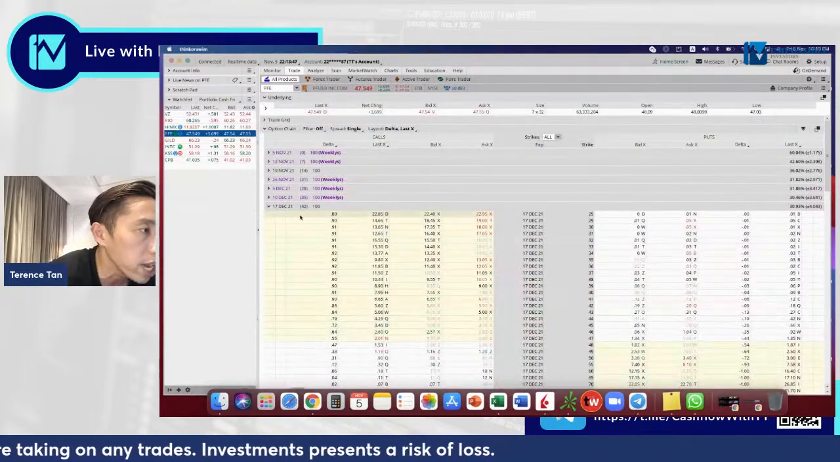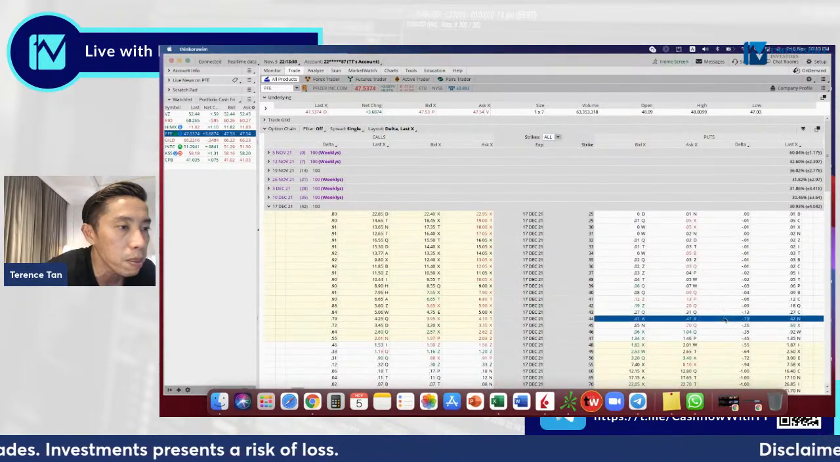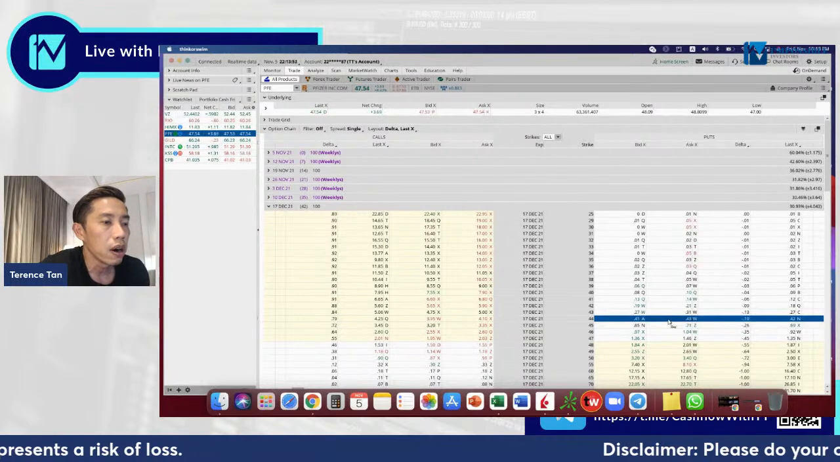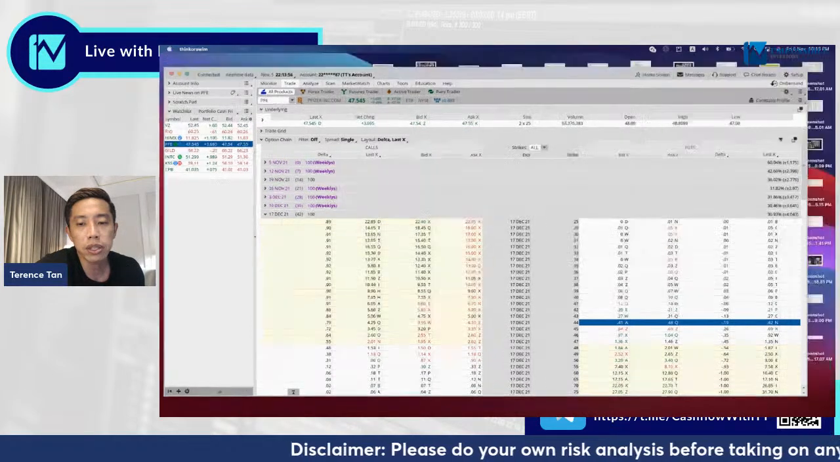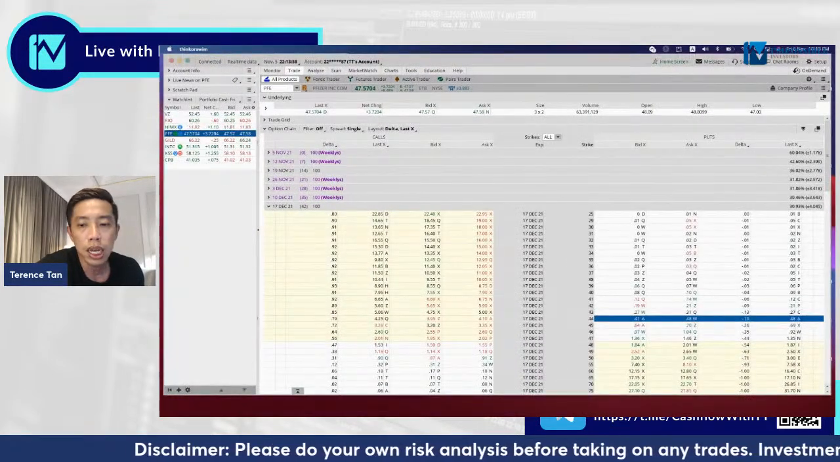Let's see how much it's worth today. 44 puts. Oh my goodness, look at this. Now we can close it for around 45 cents today. So there's only 40 cents left on the table with almost 6 weeks left to go.